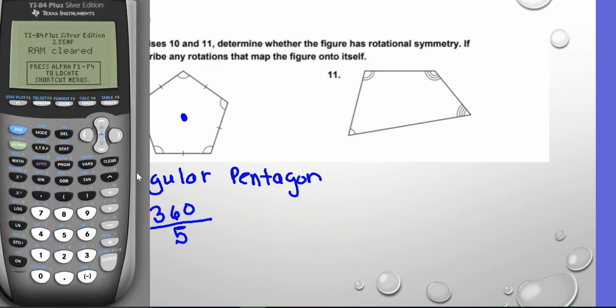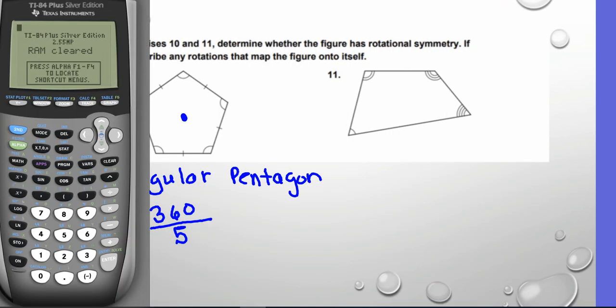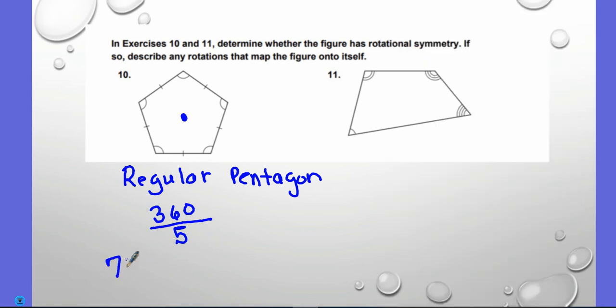Alright, so let's check this out. 360 divided by 5, and that means I can rotate this 72 degrees and it would end up on top of itself. So if I was to put a pin right here and turn this either to the left or the right 72 degrees, this will end up right back on top of itself.